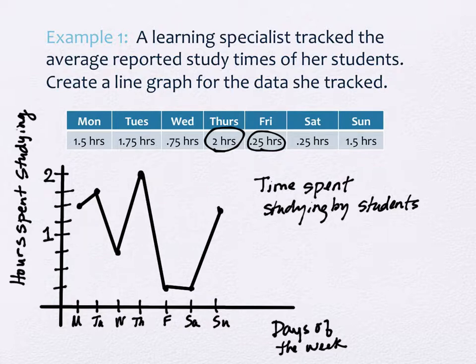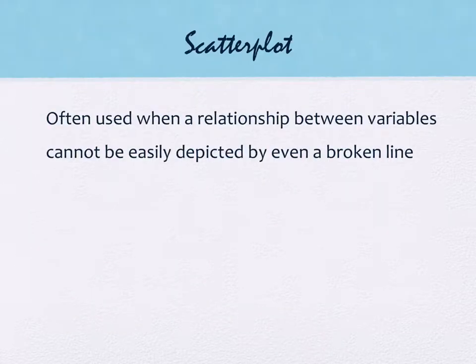Okay, you ready for the next one? Okay, the next one is called a scatter plot. A scatter plot is often used when a relationship between variables cannot be easily depicted, even by a broken line. And we have a massive table next, don't we? We do.